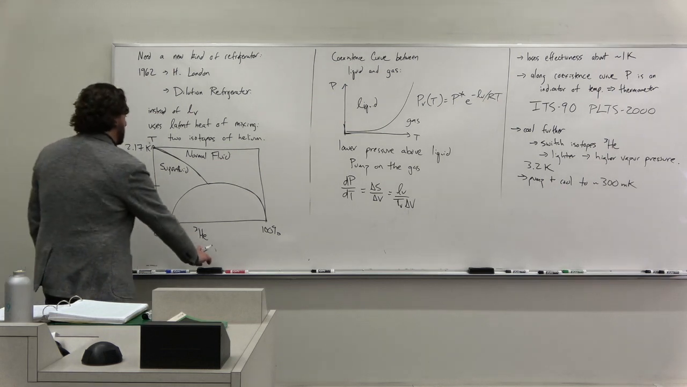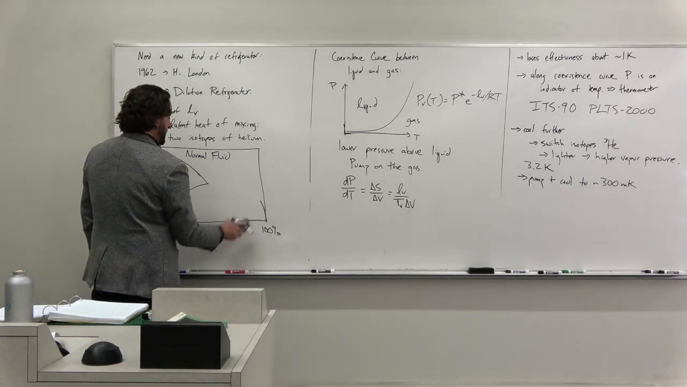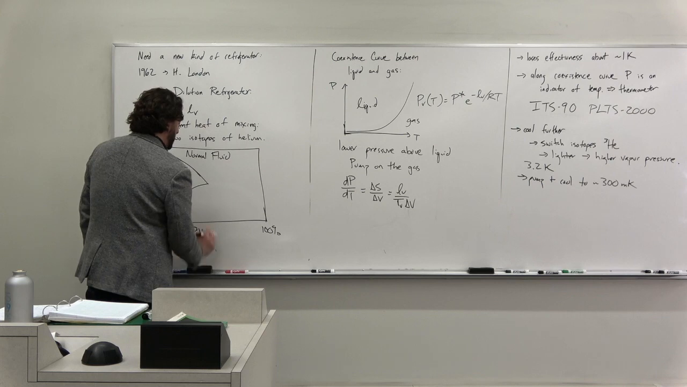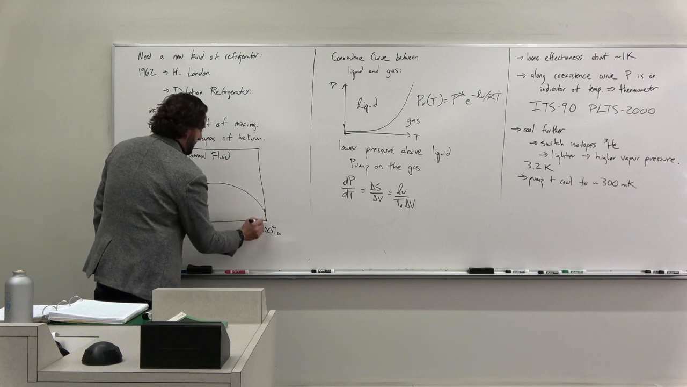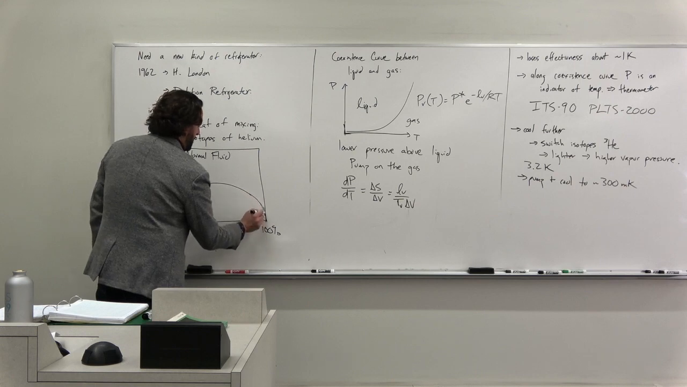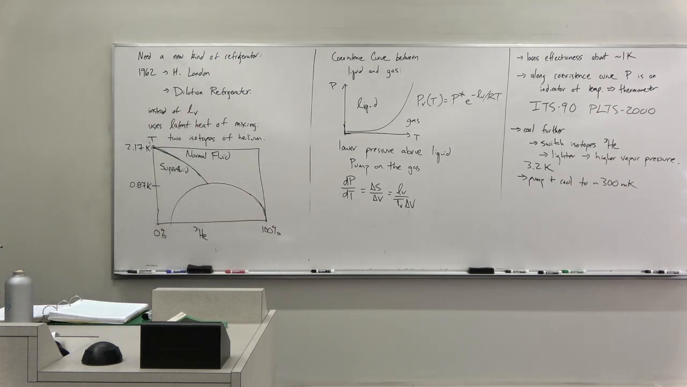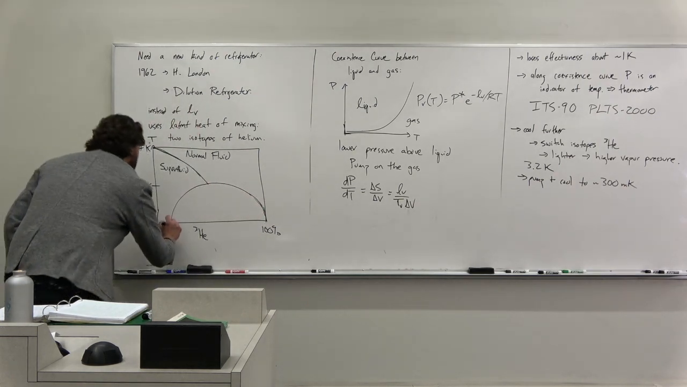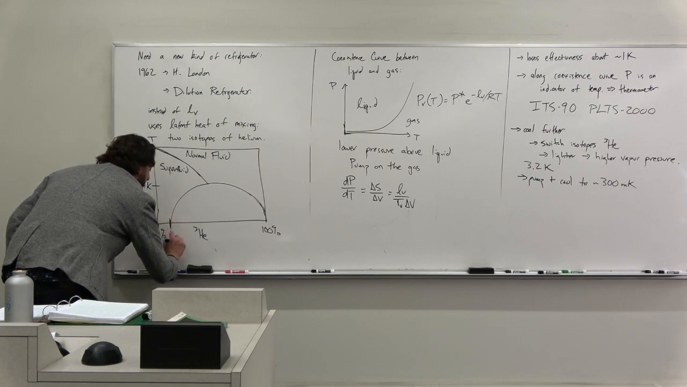Two domes. Let's see if I can do it. I'm going to slightly back up. Okay, that's close. Okay, so this is a particular concentration, which is 6.6 or 6.7%.